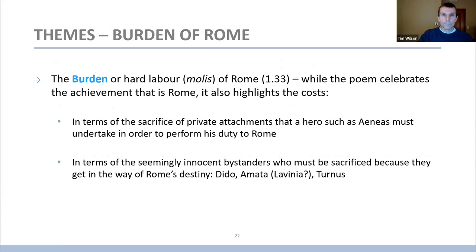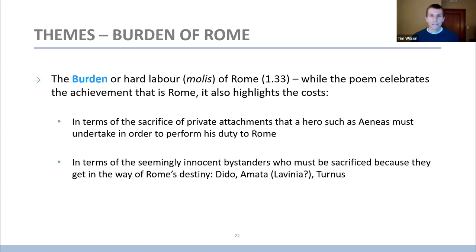So another theme I want to underline here, so that's one theme, piety. Another theme would be the burden or hard labor, labor, of Rome. While the poem celebrates the achievement that is Rome, it also highlights the costs, in terms of the sacrifice of our private attachments that a hero such as Aeneas must undertake. It highlights the sacrifices that Aeneas must make, but also the suffering of innocent bystanders, those who get in the way of the destiny of Rome.